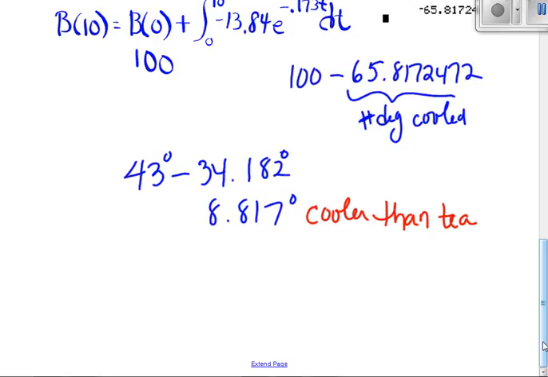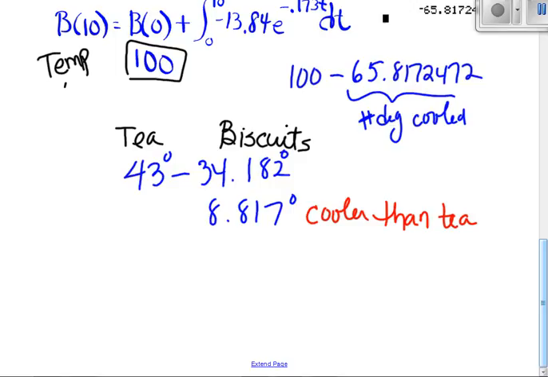Okay, we could do more fundamental theorem problems, but let's do some multiple choice. Because I want to know how much cooler. This is the tea. The biscuits have cooled off. How much cooler are the biscuits than the tea? Right, because this is the temperature of the biscuits only. That's why you got to do the problems, because there's lots of reading and interpreting. And the more practice you get with reading and interpreting, the better off you're going to be on the exam.